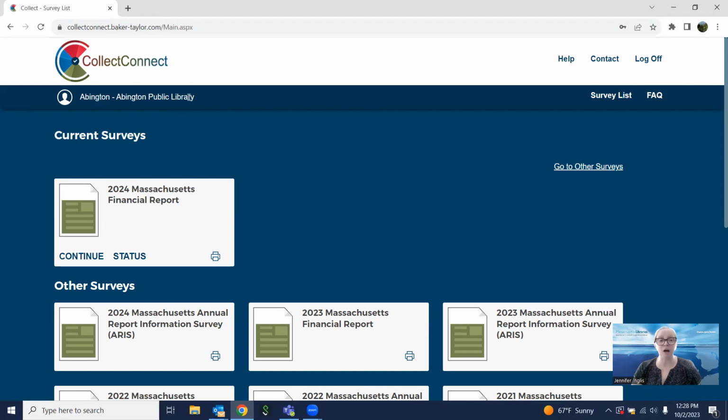And up in the top here, you will see the name of the library. So you want to make sure you're actually using your library's information. We have a page here that says survey list, and that's what this page is. And we have a section here called current surveys. And right now, the only survey that's open is the 2024 Massachusetts Financial Report. So that is the fiscal year you are applying for state aid. So you are applying for state aid in FY24.